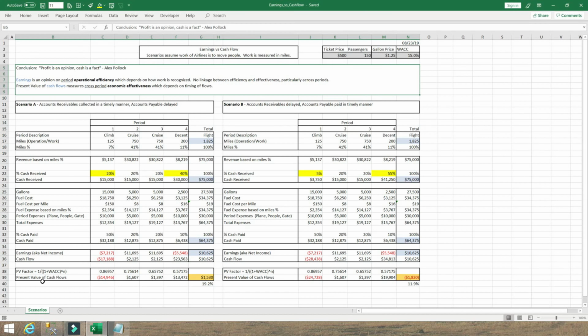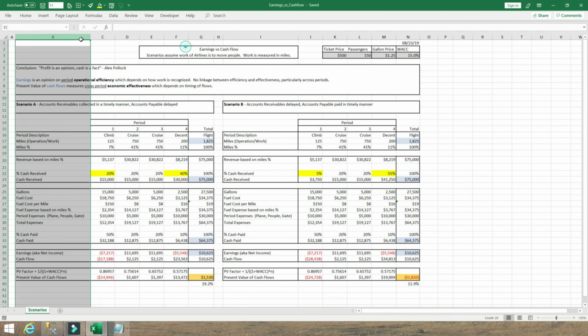So we can see here that when we do a present value of cash flows, assuming a weighted average cost of capital of 15%, in this first scenario, what I'm calling scenario A, in the left portion of the spreadsheet, we actually have a positive present value, which says that this scenario, which we're going to go into in a little more detail, results in a return of 19.2%, which exceeds the weighted average cost of capital. Therefore, you have a positive value add to the business by performing this flight.